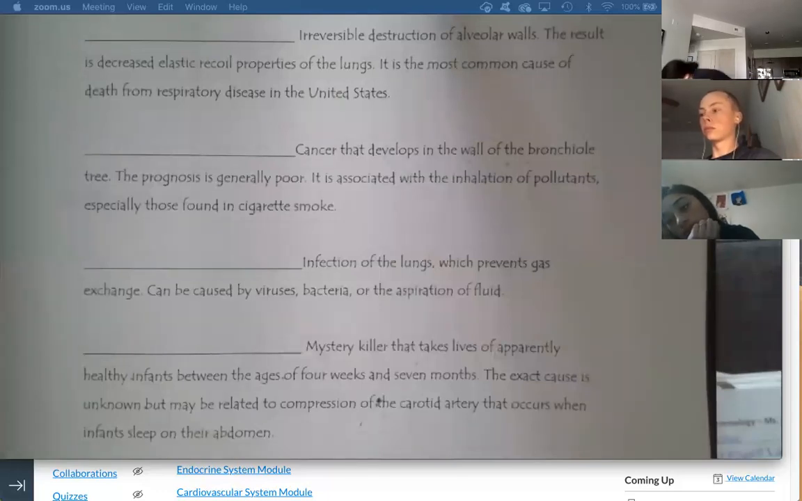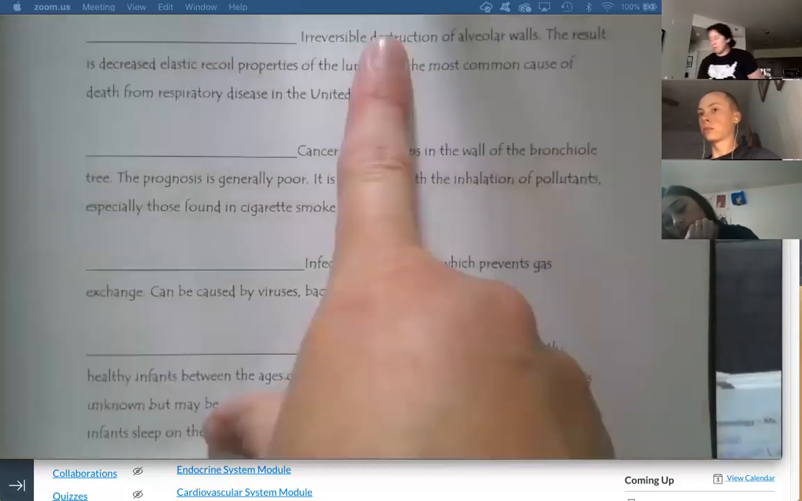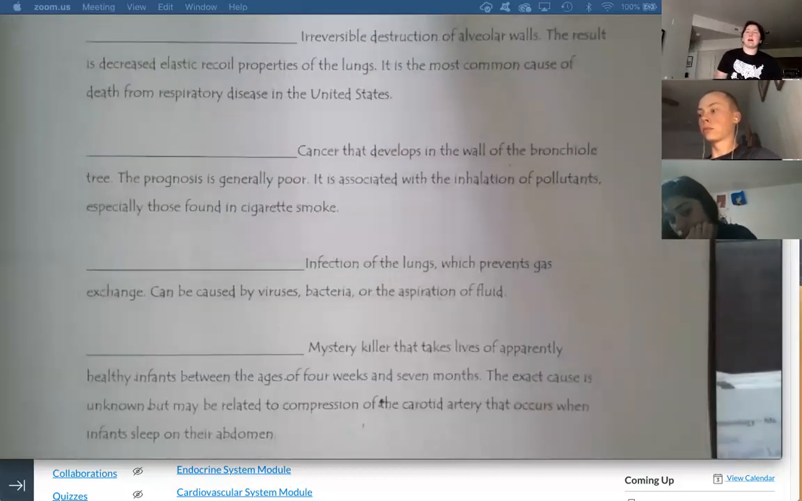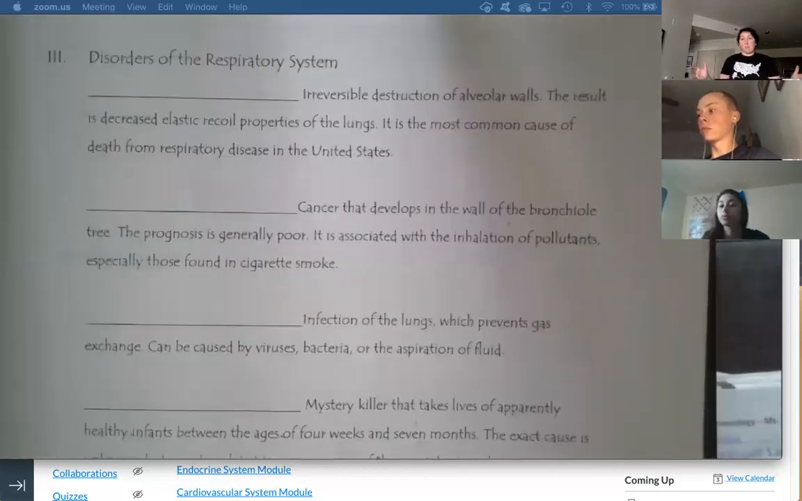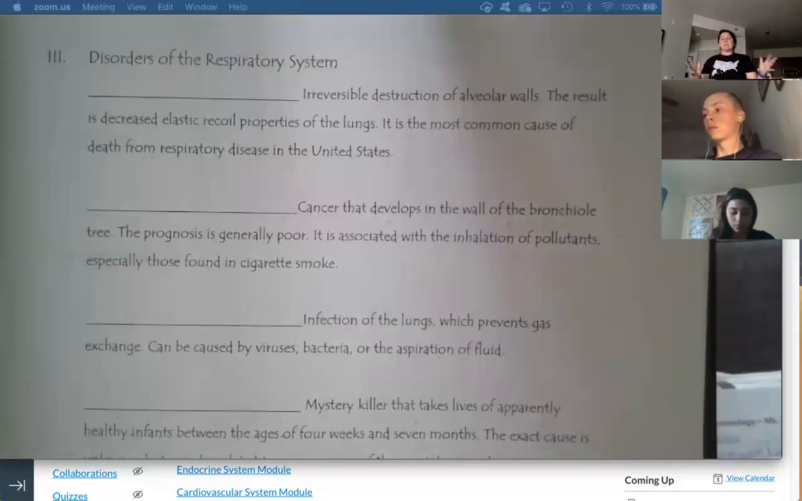We'll just put it. Okay, so the first one here talks about destruction of the alveolar wall. If you remember, last time we talked about how if you were to take the alveoli and spread them out, they would make up like one third to one half of a tennis court. So it's a huge surface area. You have this massive surface area that allows for lots of gas exchange. So what happens if we destroy the alveolar walls? We now have less surface area, okay?